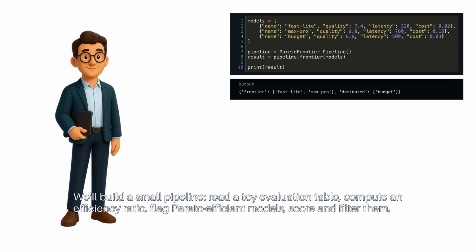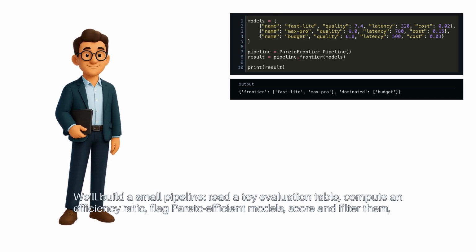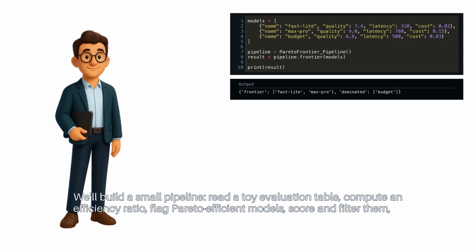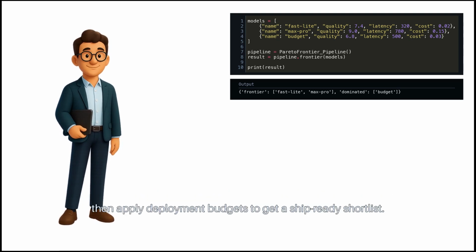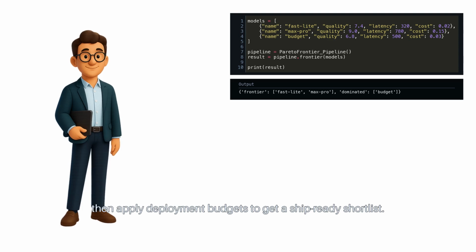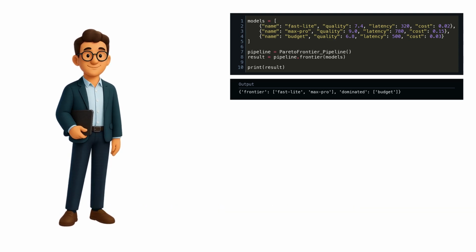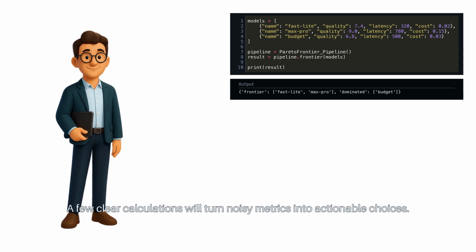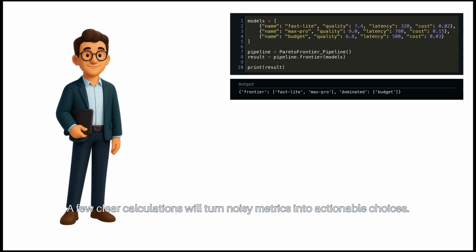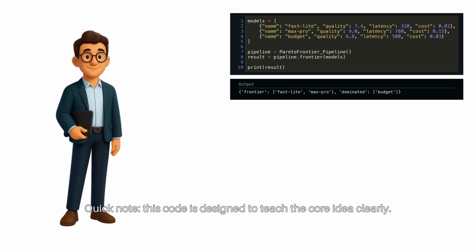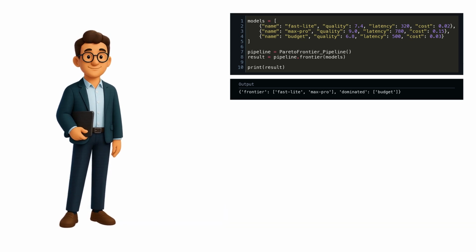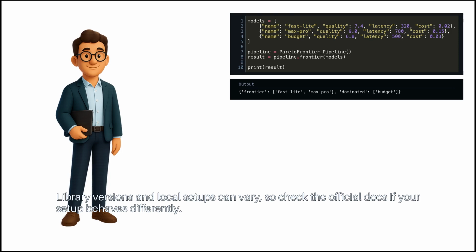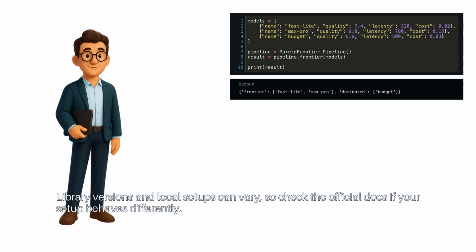We'll build a small pipeline, read a toy evaluation table, compute an efficiency ratio, flag Pareto-efficient models, score and filter them, then apply deployment budgets to get a ship-ready shortlist. A few clear calculations will turn noisy metrics into actionable choices. Quick note: this code is designed to teach the core idea clearly. Library versions and local setups can vary, so check the official docs if your setup behaves differently.